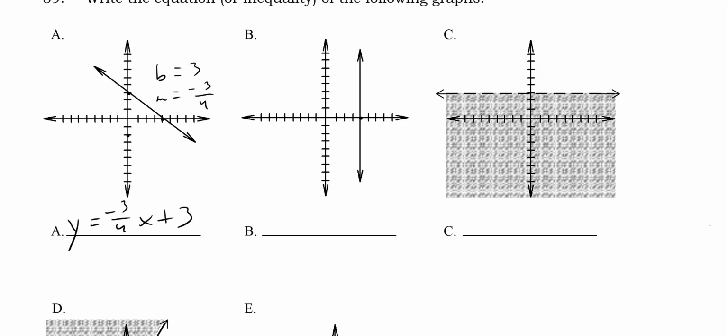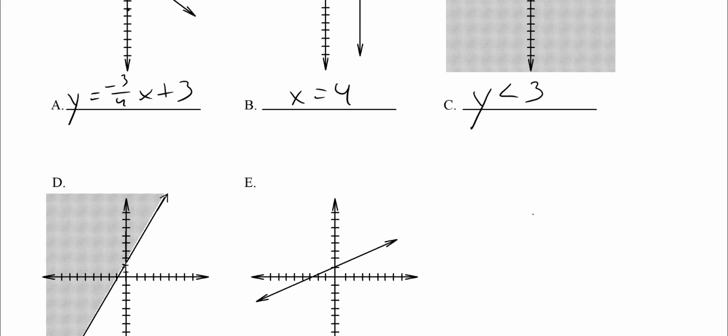Okay, this would be easy. This is an x equals. It's a vertical line. So x equals 4. This is shading. The other ones are not shading. This is shading with a dotted line. And it's a y equals. So it's y is less than, not less than or equal to, 3. There you go, because shading below.